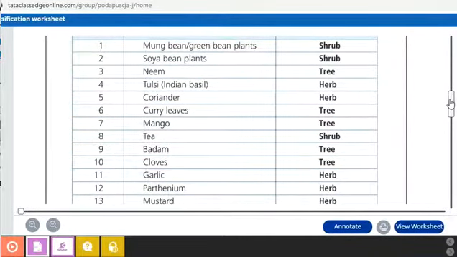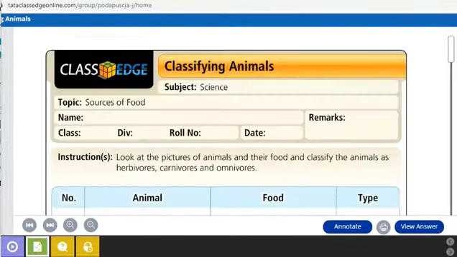So you can see here the answers are given. Tulsi, coriander are herbs. Tea, moong, soya bean, they are shrubs. Neem, curry leaves, badam, they are trees. So in this way you identify all the available plants present in your surroundings and categorize them into herbs, shrubs and trees. So garlic is a herb.